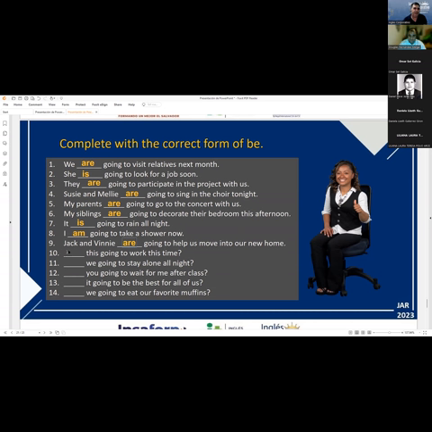Okay, ten. Is this going to work this time? Yes, it is. ¿Va a funcionar esta vez? Number 11. Are we going to stay alone all night? No, don't worry. Your parents are coming. So, 12. Are you going to wait for me after class? Yes. Number 13.